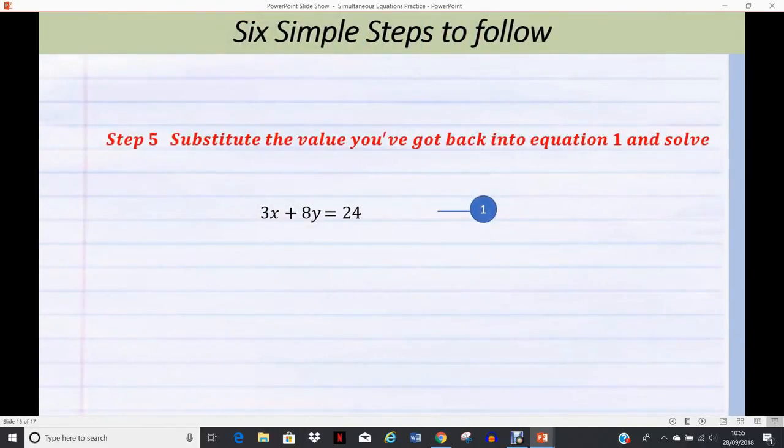Now we move on to step 5, which is to substitute the value you've got back into equation 1 and solve. So I'm substituting the value of y equals 3 back into this equation. I end up with 3x plus 8 times 3 equals 24, or 3x plus 24 equals 24. When I take the 24 over the equal sign, they cancel out and produce 0, so I end up with 3x equals 0, or x equals 0.